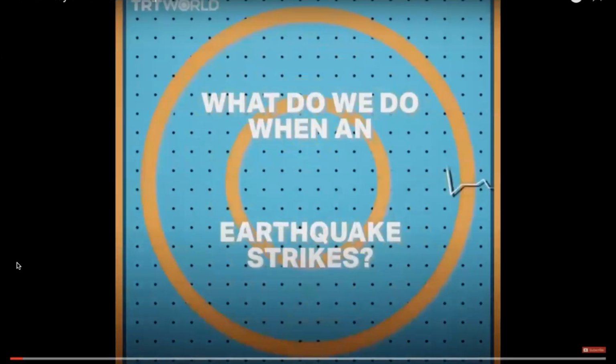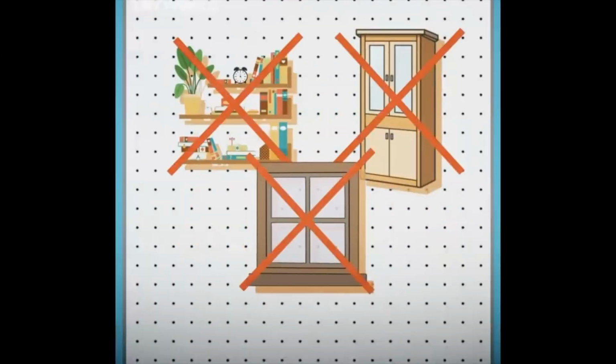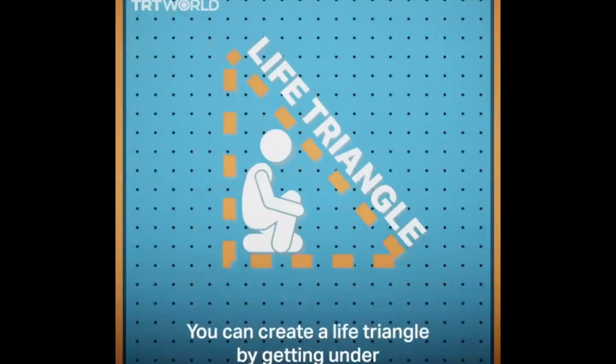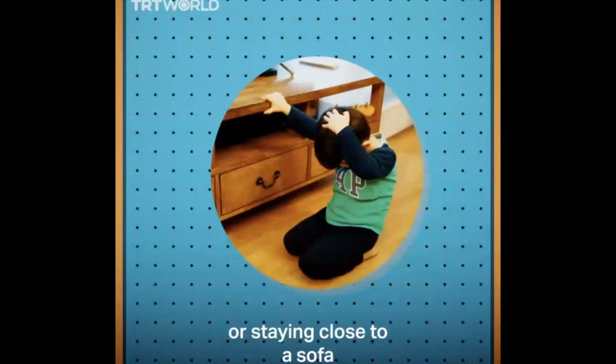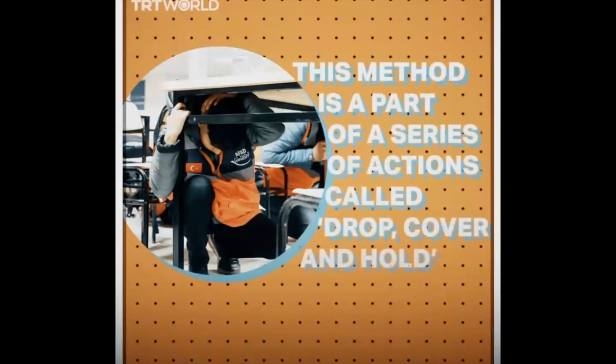What do we do when an earthquake strikes? If you're inside of a building, make sure to stay calm. Stay away from fixed shelves, cupboards, and windows. The next step is to create a life triangle. You can create a life triangle by getting under a sturdy table or desk, or staying close to a sofa and hanging onto it. This method is a part of a series of actions called drop, cover, and hold.